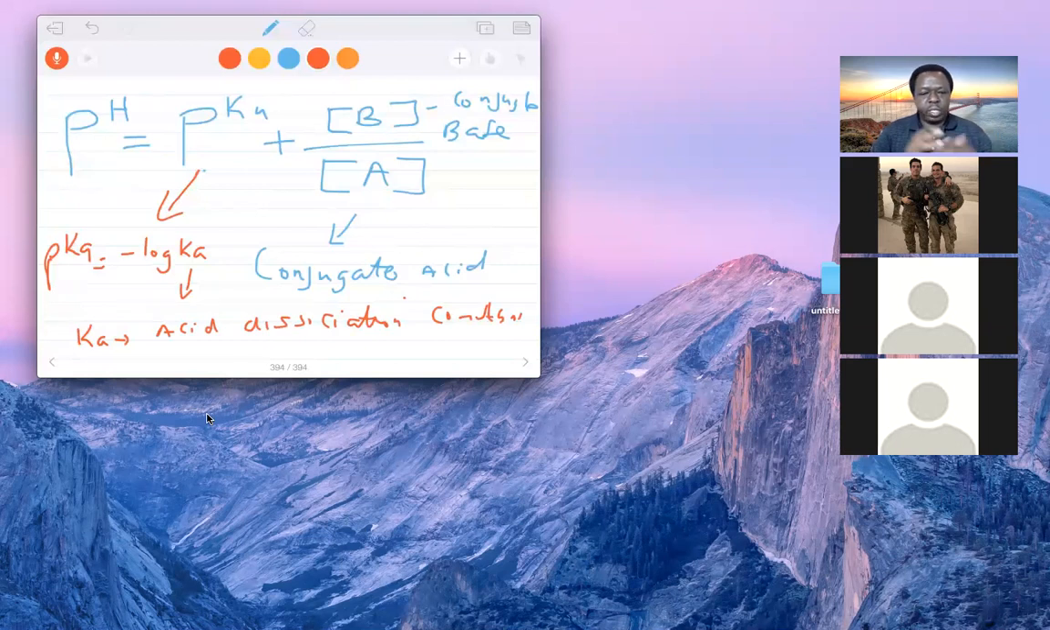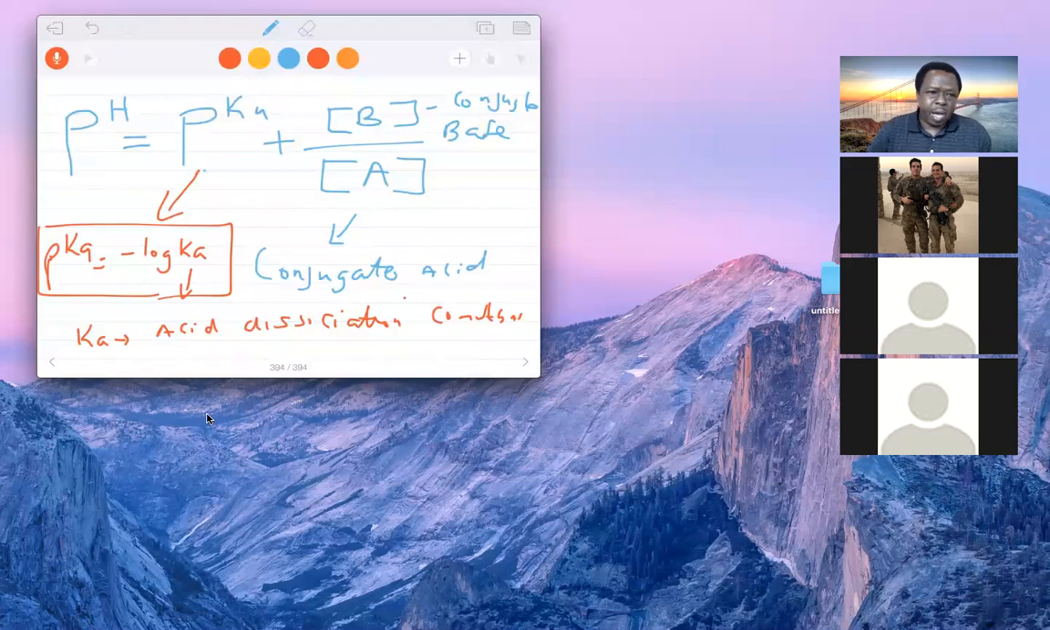We have literature values for different weak acids, and you'll be given those. But remember how to change from Ka to pKa, in such a way that if I know the Ka and I know the concentration of the weak acid and the concentration of the weak base, I can find the pH of the solution. In that case, the buffer solution.